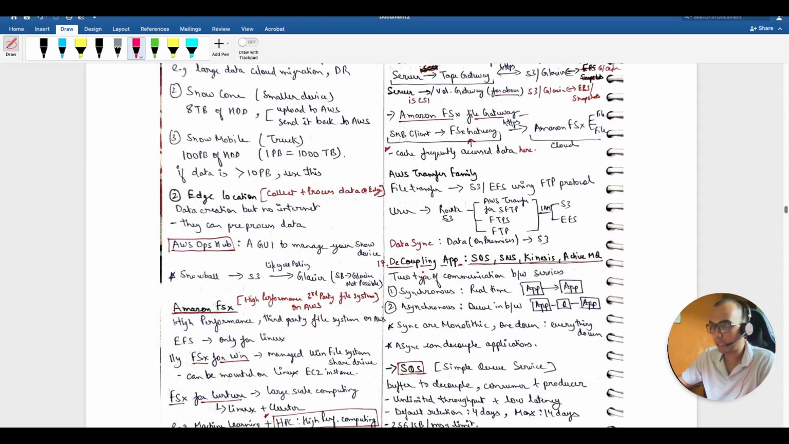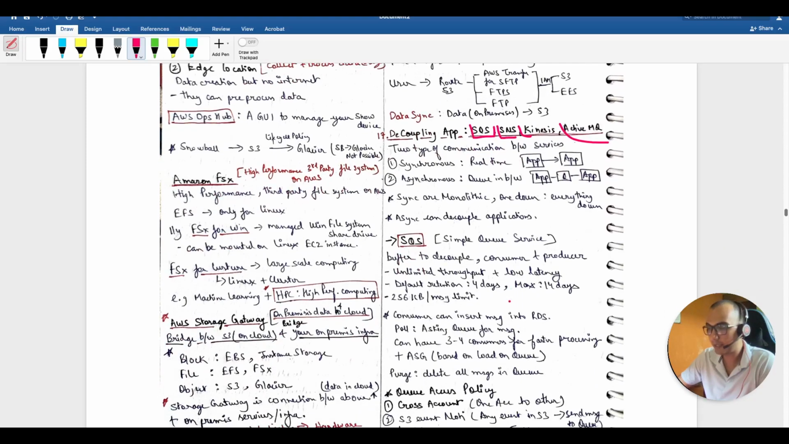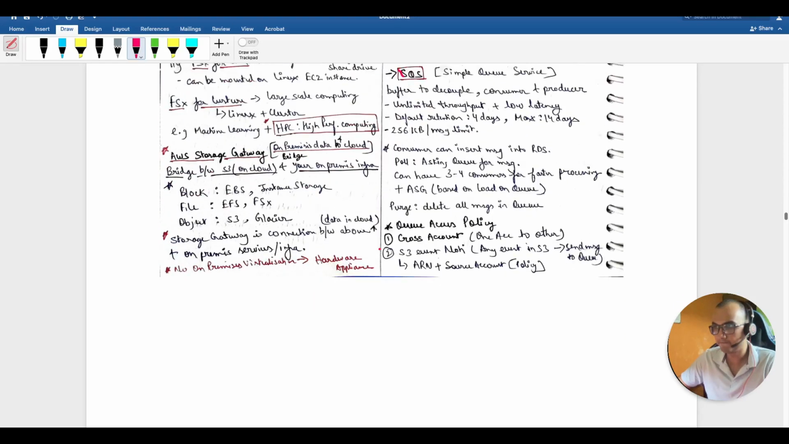Okay, now again, decoupling apps: Simple Queue Service, Simple Notification Service, and then Kinesis and Active MQ. You have to understand that if we have to decouple an application, then we are going to use the SQS service.